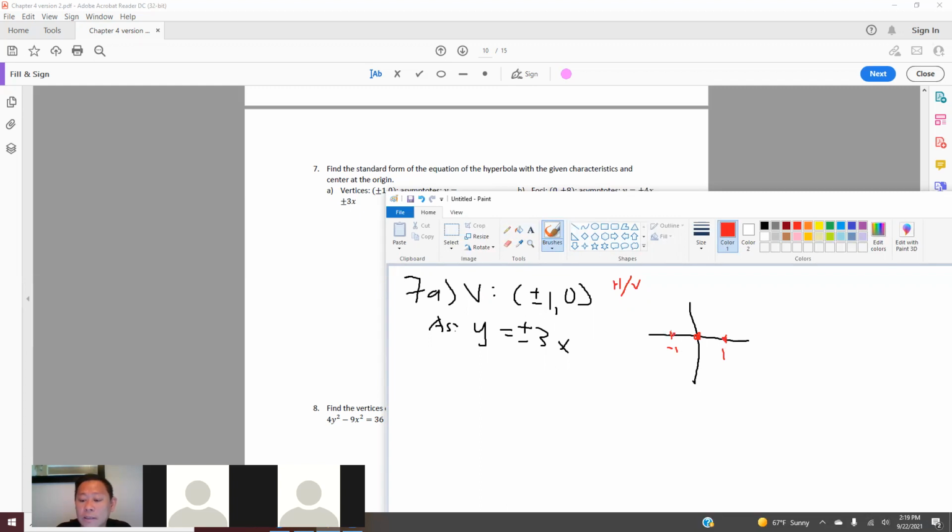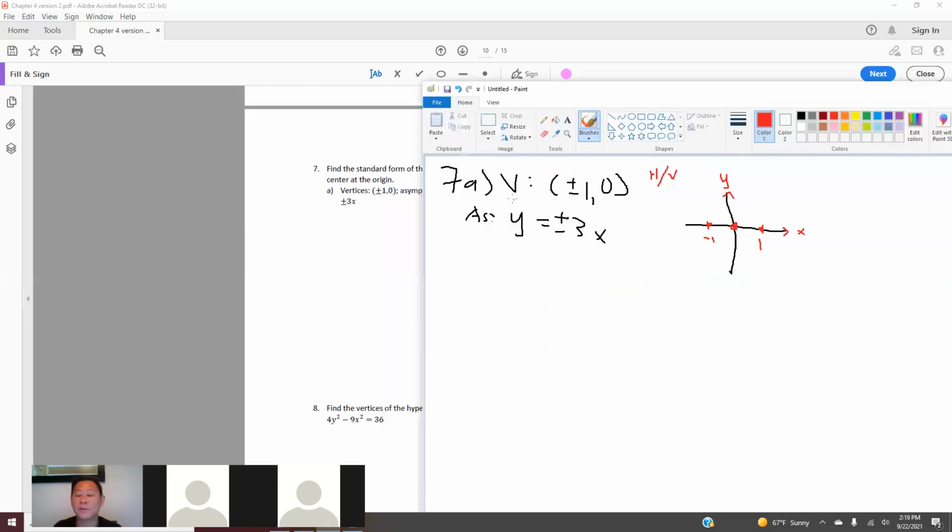So is the transverse axis on the y-axis or on the x-axis? Anyone? What is the transverse axis in this case? Y or x? Is it x? Yep. So the transverse axis here is on the x-axis, and is the x-axis horizontal or vertical? Horizontal. Yep. So now we can use the formula.